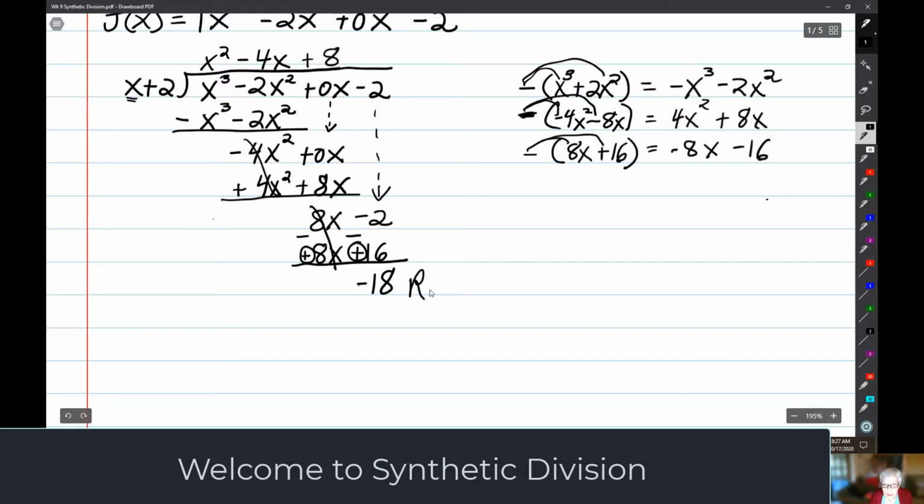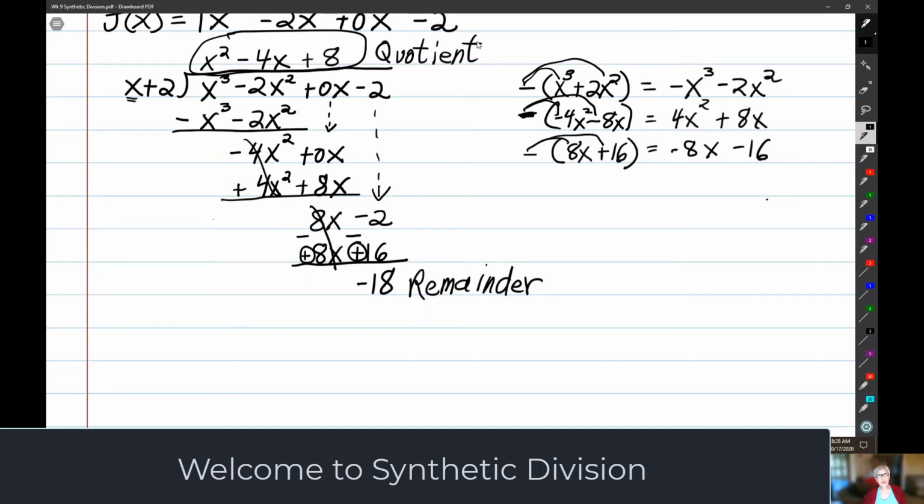This is the remainder. This is the quotient. And that is long polynomial division. It takes time to learn it, and lots of mistakes before you finally get it down. Making sure that's negative 18 as I come down, down, down.